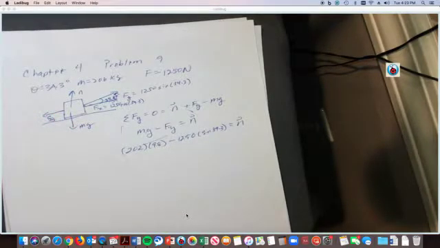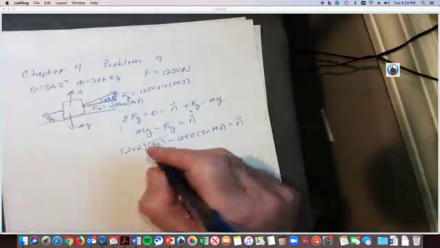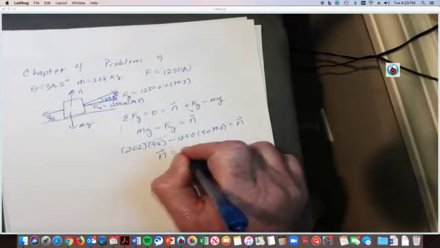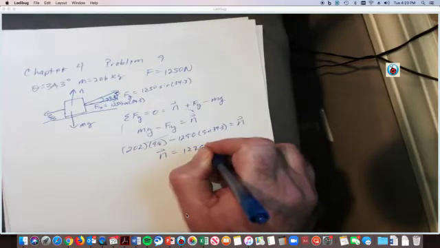So we got 202 times 9.8 minus 1250 times the sine of 34.3, boom, 1275. So the normal force here is equal to 1275 newtons.